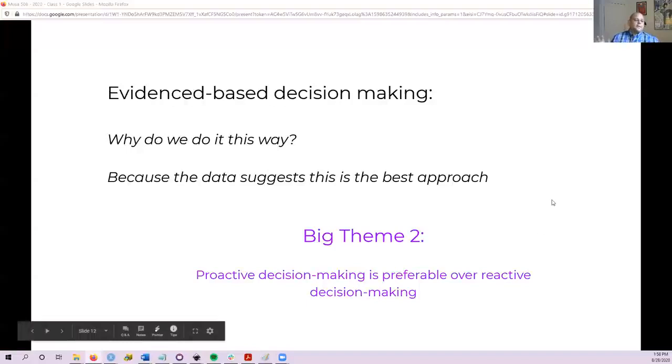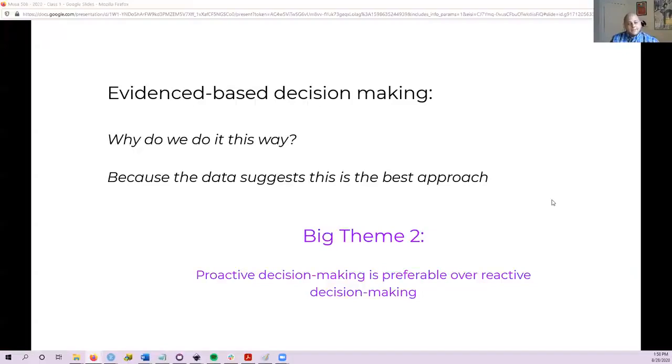And then the fourth and probably most important decision-making approach in government is evidence-based decision-making. Why do we do it this way? Because the data suggests it's the best approach. And that is obviously the gold standard. It's very difficult to do. And so the second big theme of this course is that proactive decision-making is preferable over reactive decision-making. And data and evidence is a way of getting us there.